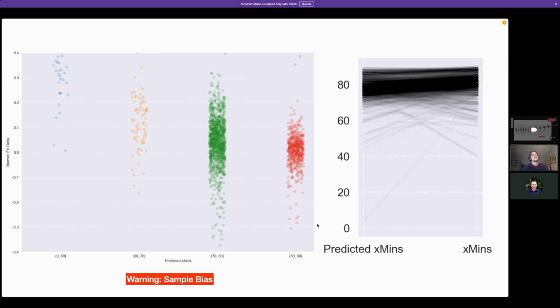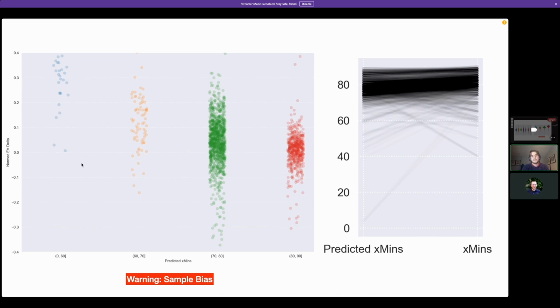And it's always nice to get what you expect when you do this kind of analysis. So on the left-hand side here, we've got a strip plot of, again, the amount that we see EV changing by in different bins of X-mins. So first of all, there's this one, which is players with 0 to 60 X-mins. And one thing you'll notice straight away is that almost exclusively in this sample, the actual amount of EV is more than their predicted amount of EV.